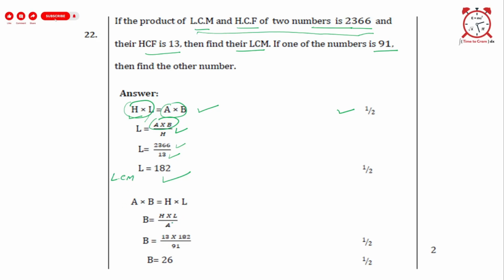Now again we will write this formula. Now we want to find the number B here. So H into L, HCF and LCM. After keeping their values and dividing by the given number A equal to 91, we will get B equal to 26. Okay, students, learn it, a very easy and understandable method, and go and get your full marks in the board examination.